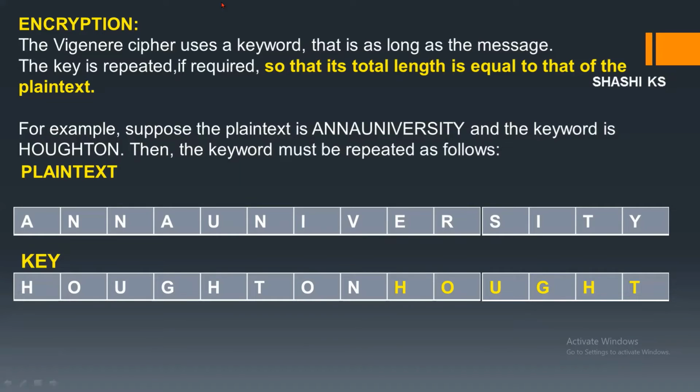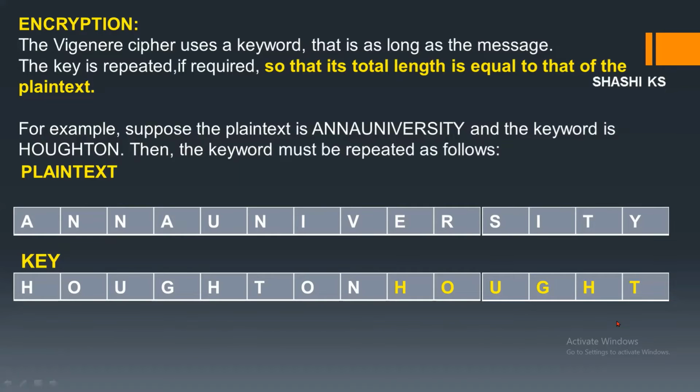Say for example, if the plain text is Anna University and the key is Houghton, then in order to make the total length of the key equal to the length of the plain text, the remaining letters are filled up by repeating the key itself. You can see that H and T are filled in again. So this is the first step in Vigenere cipher encryption: you have to pad the key in such a way that the length of the key is equal to the length of the plain text.